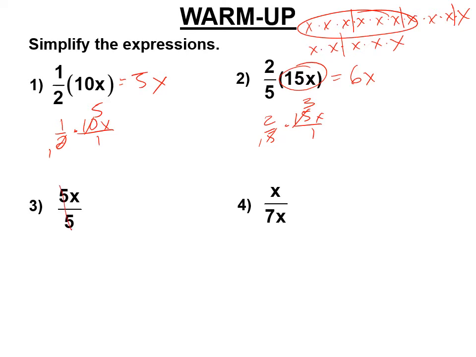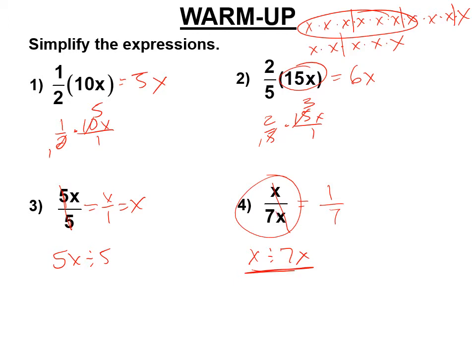5 over 5 is 1. This is just x over 1, which is x. Now these x's cancel, just like these 5's cancel. 5 divided by 5 is 1. 1 times x is x. These x's cancel, but this is not 7, because that 7 is in the denominator. So what answer is it? It's 1/7. This is 5x divided by 5. This is x divided by 7x. But we're not going to write it that way. We're going to write it as a fraction, and we're going to use canceling to simplify it.